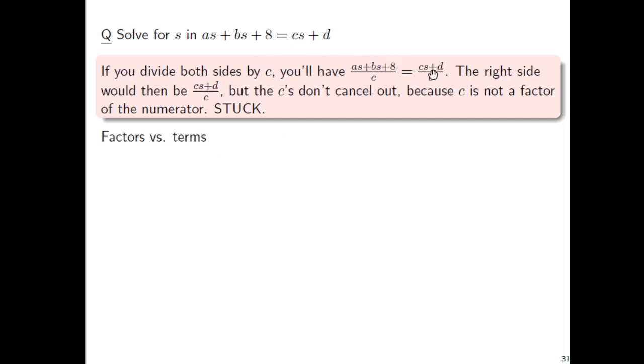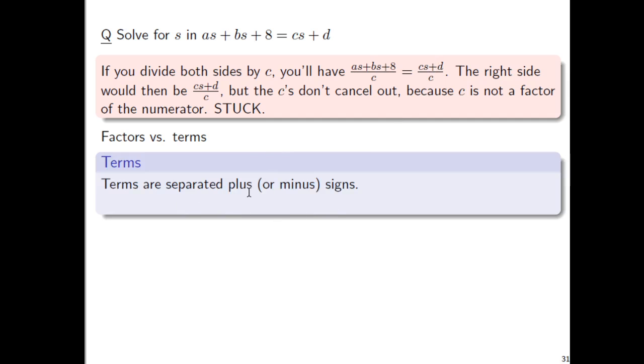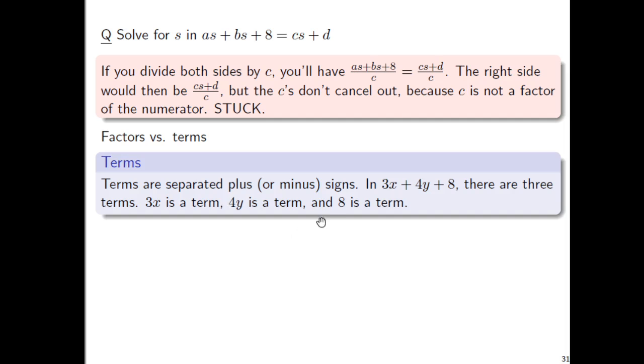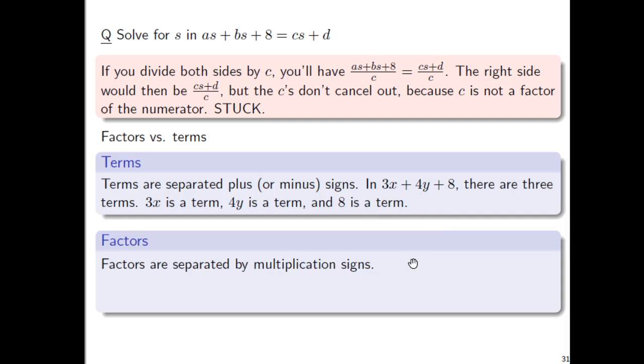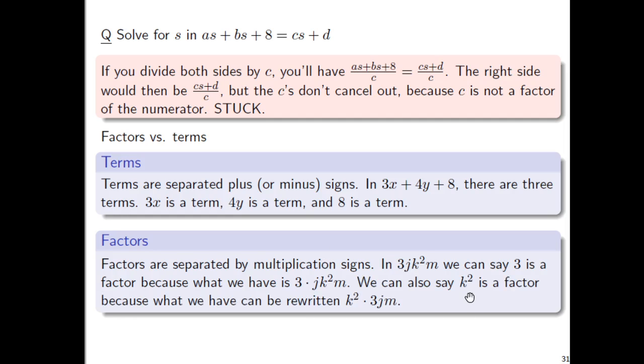Part of the reason for this non-cancellation is you have terms up here instead of factors, right? So just to clarify the language, terms are separated by plus or minus signs. So in 3x plus 4y plus 8, for instance, there are three terms. 3x is a term, 4y is a term, 8 is a term. Factors are things that are separated by multiplication signs. So for instance, in 3 times j times k squared times m, we can say 3 is a factor because we can reshuffle this as 3 times the rest of the stuff. We can also say k squared is a factor because we could juggle the order around and say that this is k squared times the rest of this stuff there.